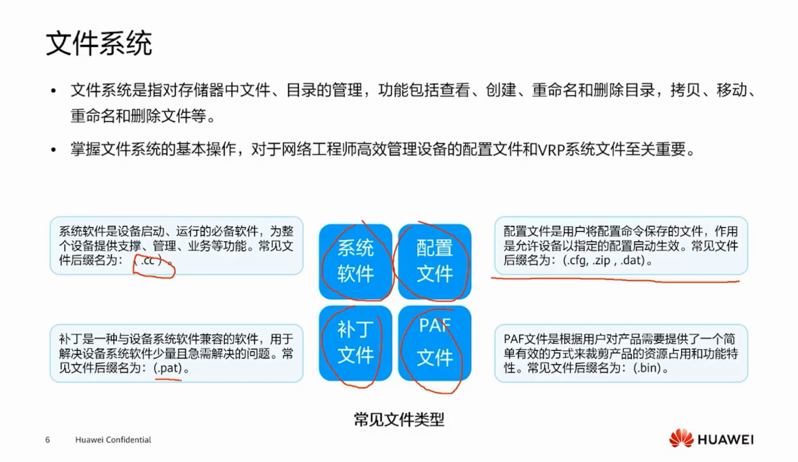P-A-T-C-H, patch. So the last one is a PAF file. This file, you may not be as familiar with it, this file is used to tailor our product resources and functional features. It's used for customization. The file extension here is .bin.